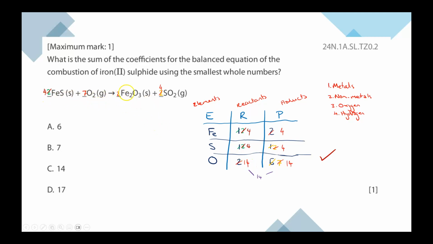Check out your maths. 4 irons, so 4 times 2. 4 sulfurs. And then we have 2 times 6, so 6, plus 2 times 4, that's going to be 8, 14 oxygens. Now if we add those coefficients together, it gives us 17, which means the answer is D, 17.